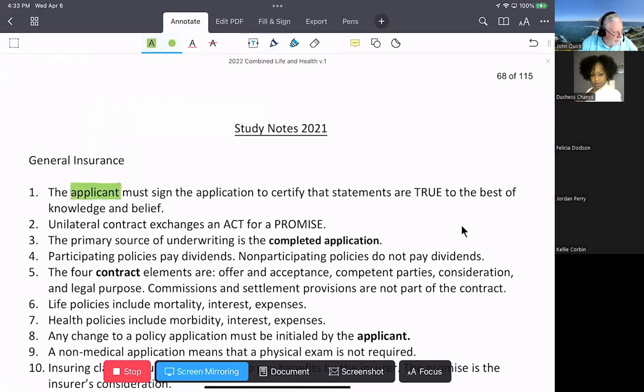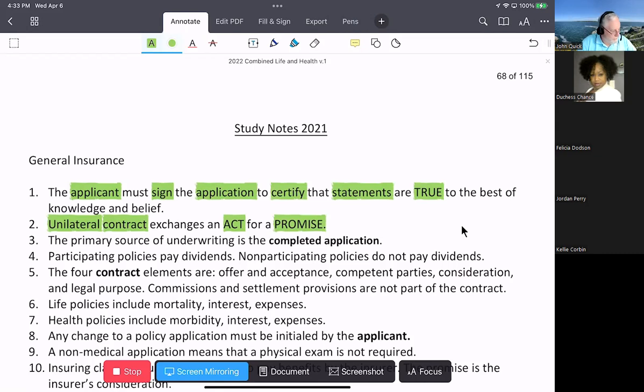The applicant must sign the application to certify the statements are true to the best of their knowledge and belief. Now, remember with unilateral contract, only one side makes the enforceable promise. You exchange an act for a promise. You buy your policy, they promise to pay your claim.